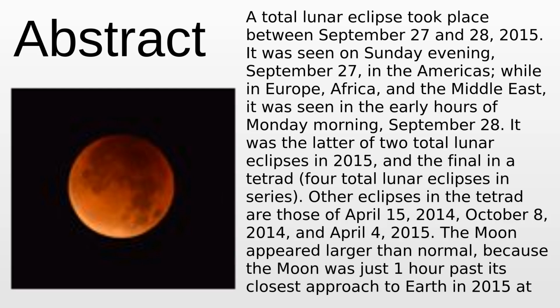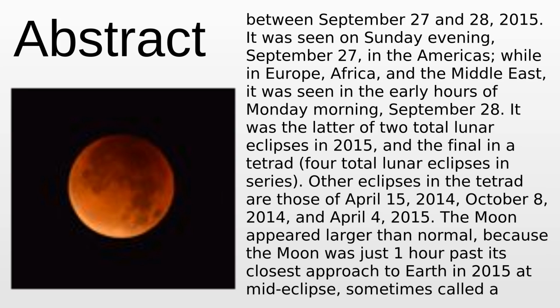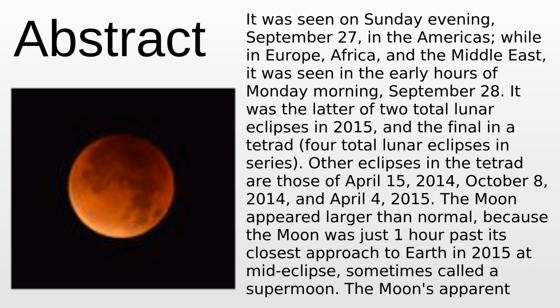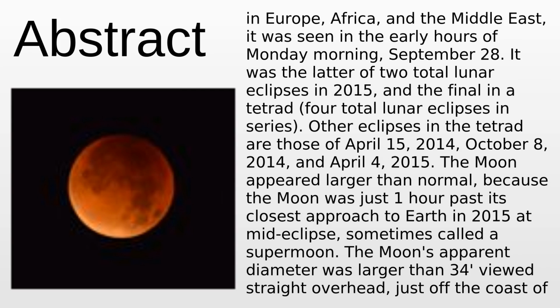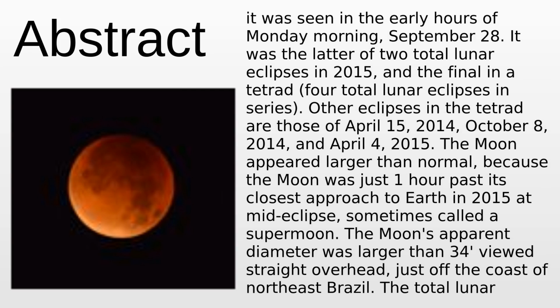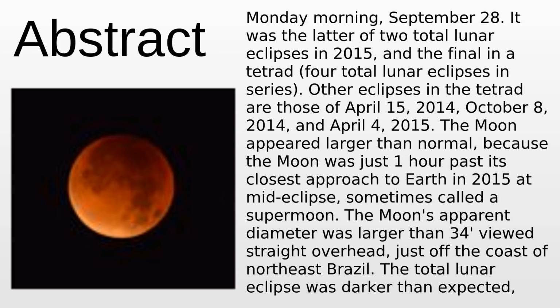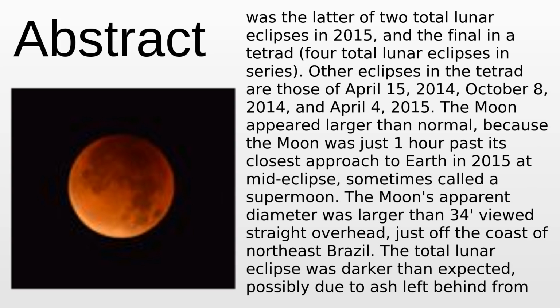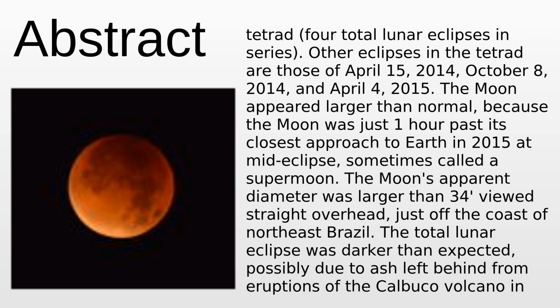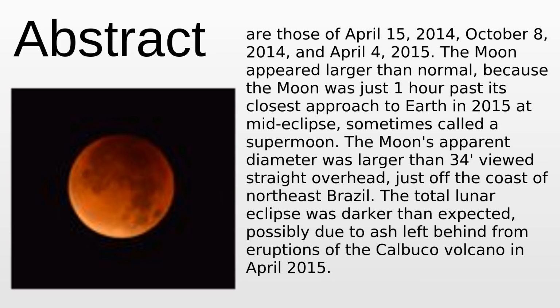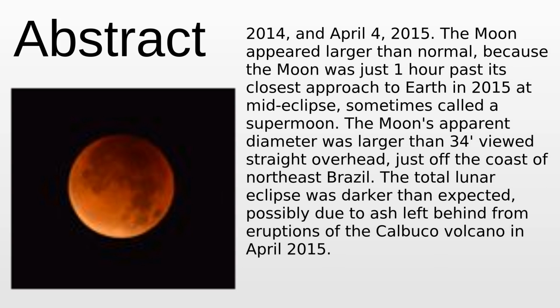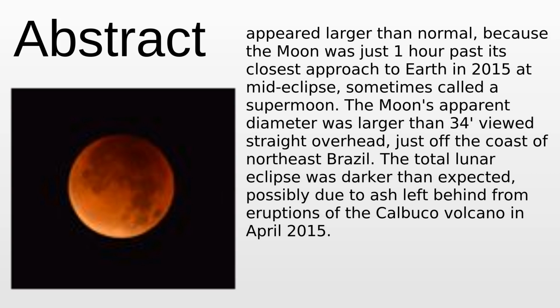Abstract. A total lunar eclipse took place between September 27 and 28, 2015. It was seen on Sunday evening, September 27, in the Americas, while in Europe, Africa, and the Middle East, it was seen in the early hours of Monday morning, September 28. It was the latter of two total lunar eclipses in 2015, and the final in a tetrad, 4 total lunar eclipses in series. Other eclipses in the tetrad are those of April 15, 2014, October 8, 2014, and April 4, 2015.